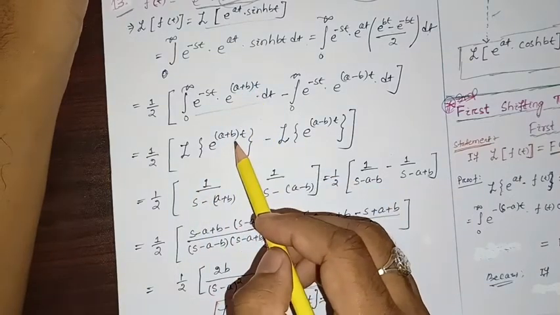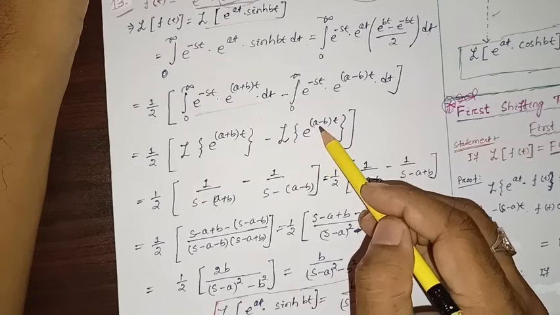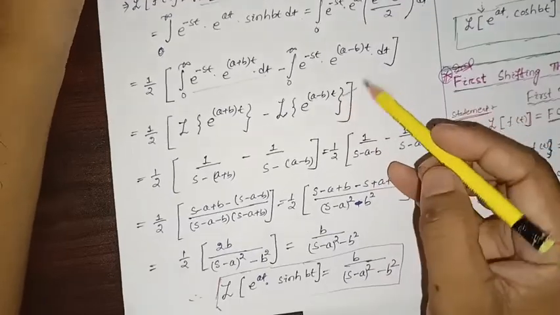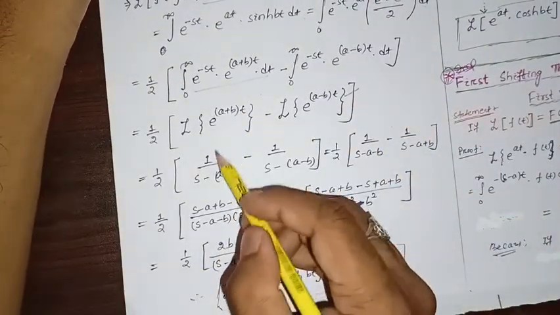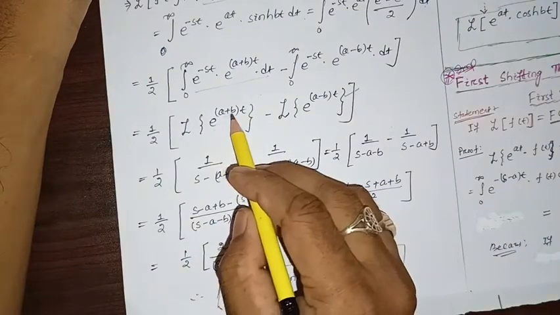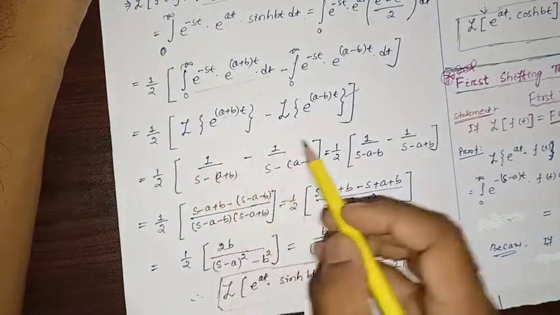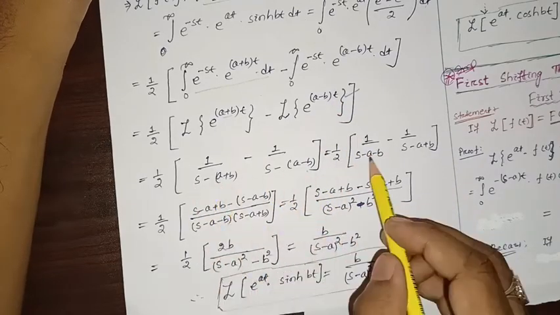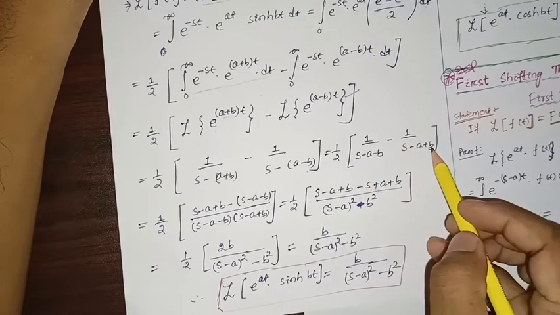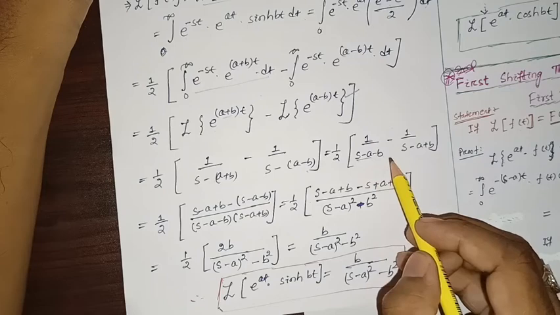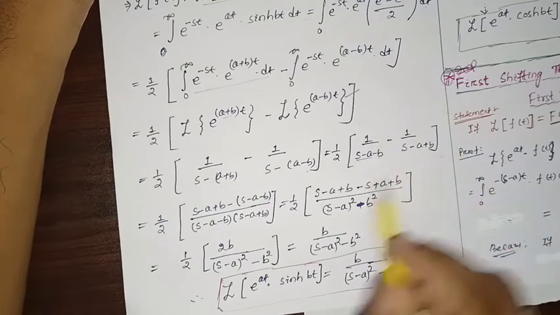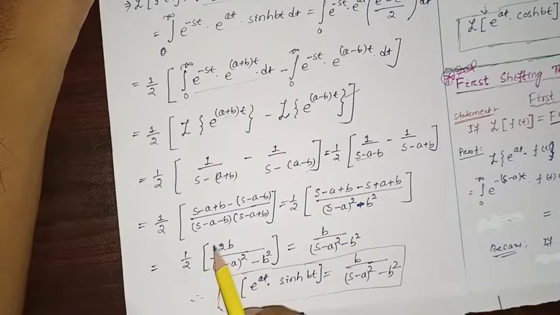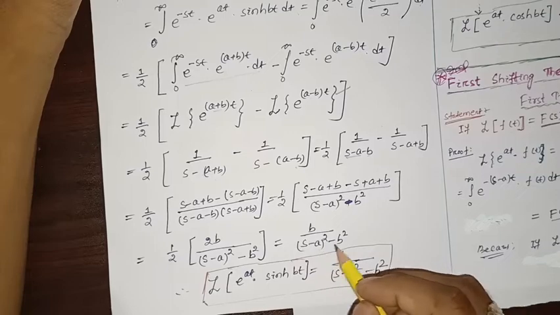This one is nothing but the Laplace transform of e to the a plus b into t, and the other is e to the a minus b into t. Obviously e to the at means 1 by s minus a. So here a is nothing but a plus b. So 1 by s minus a minus b minus 1 by s minus a plus b. Consider this one is your a, this one is your b, so a minus b, a plus b format is there. So s minus a whole square minus b square. Numerator will be 2b, 2 got cancelled. We found b by s minus a whole square minus b square.